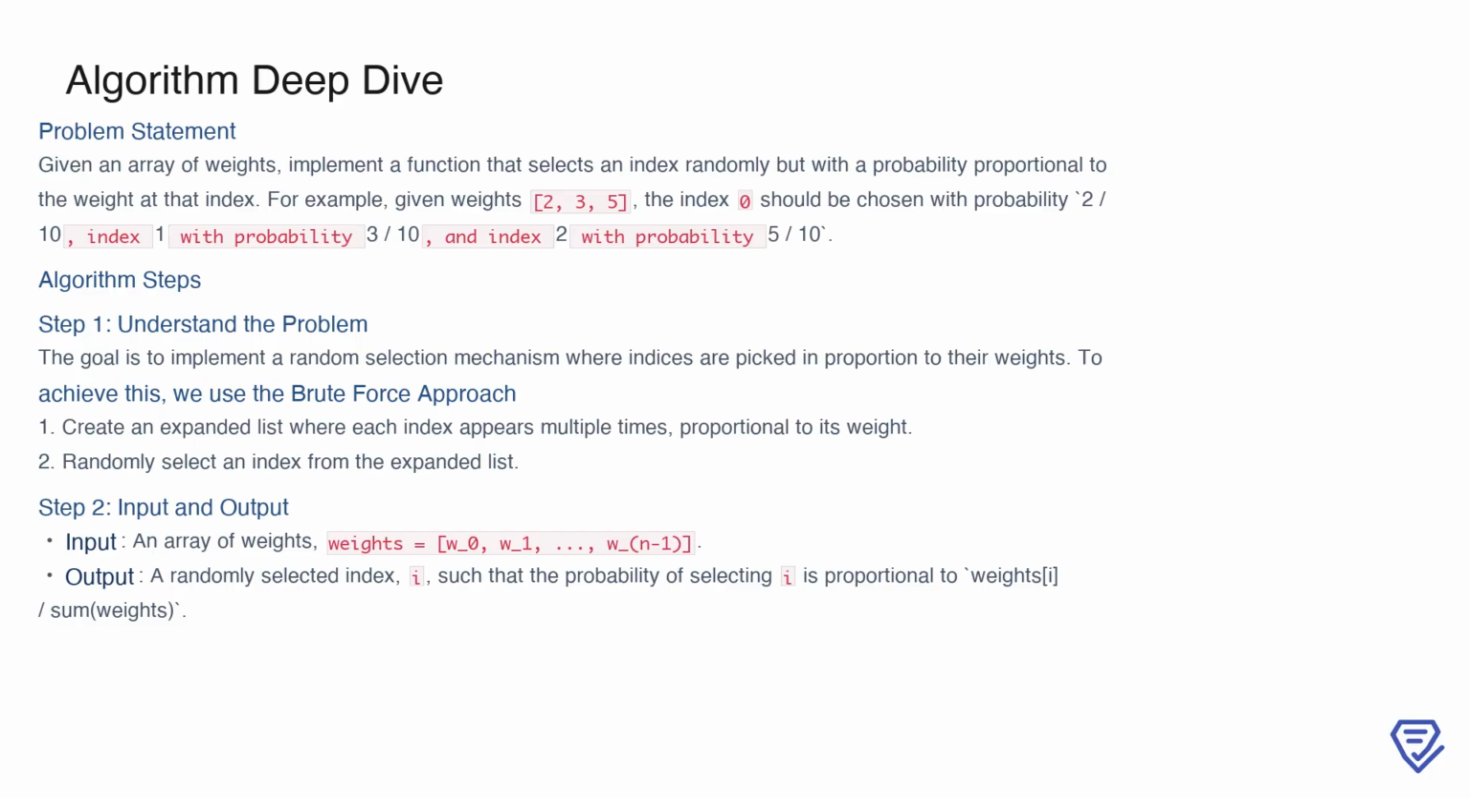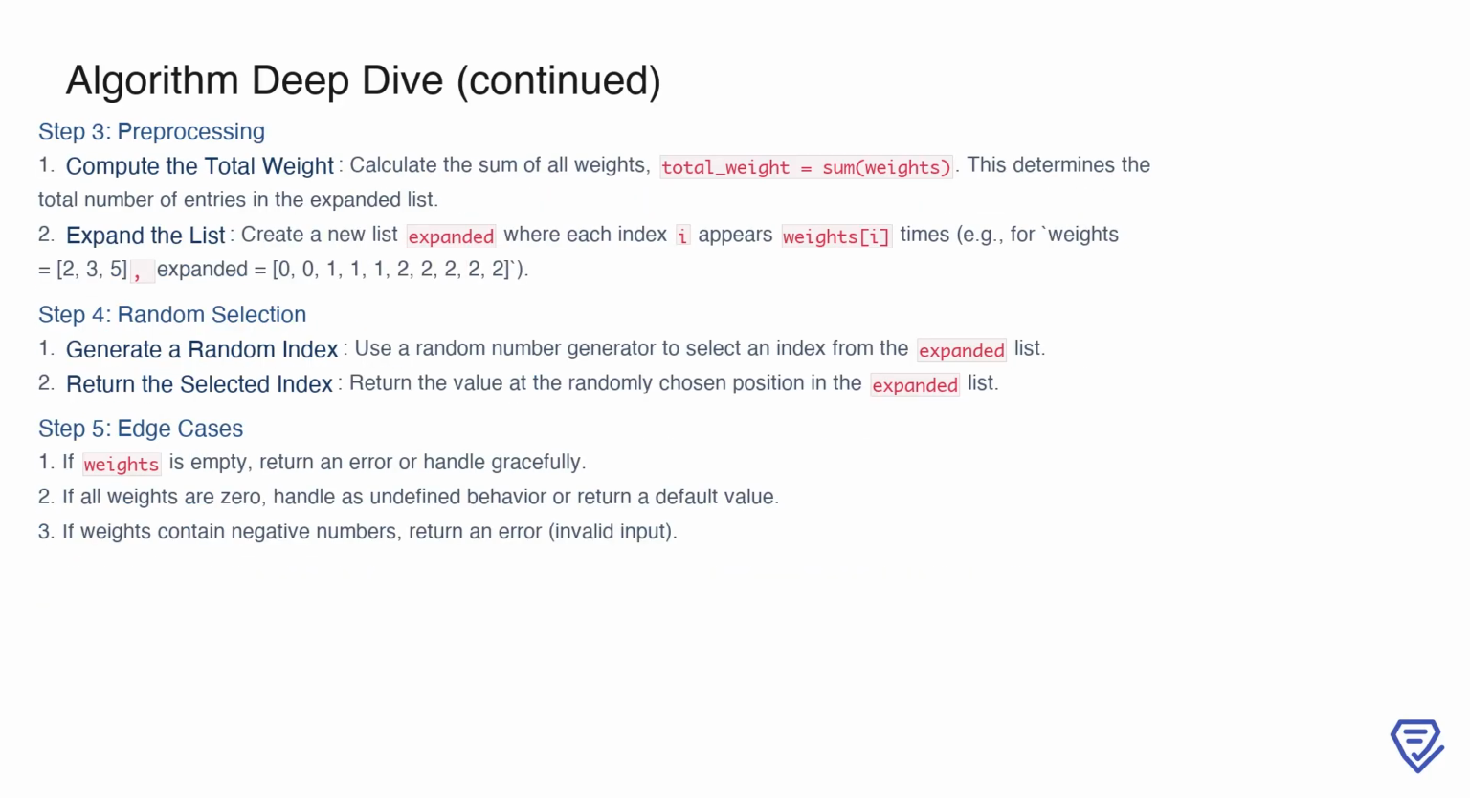To implement this algorithm, the first step is pre-processing. We begin by computing the total weight, which is simply the sum of all elements in the weights array. This total weight represents the number of entries in the expanded list. Next, we create the expanded list itself, ensuring that each index appears a number of times equal to its weight. For example, given weights 2, 3, 5, the expanded list will look like 0, 0, 1, 1, 1, 2, 2, 2, 2, 2.